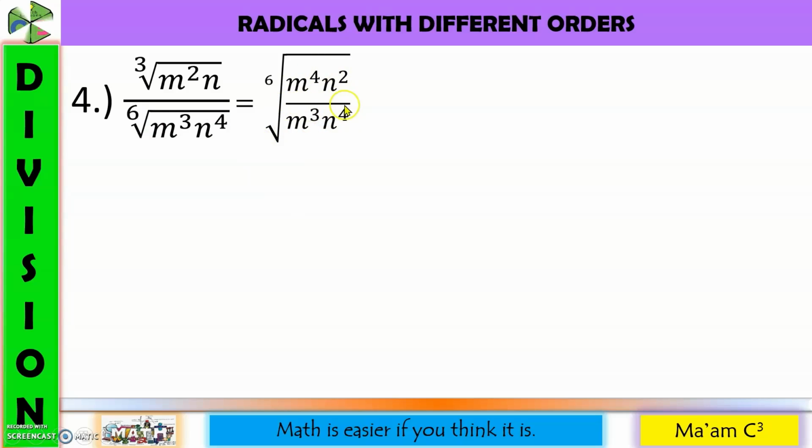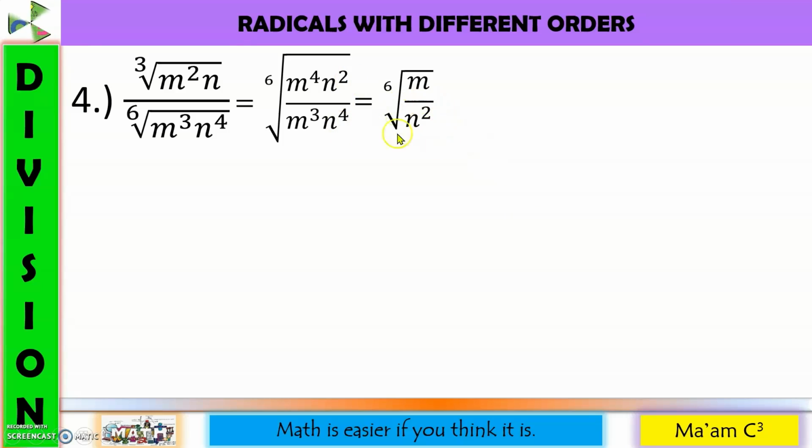Since this is division, I will subtract the exponents. So, for m, 4 minus 3 is 1, so there is 1 m left in the numerator. For n, since the exponent of the denominator is greater than the numerator, 4 minus 2 is 2. There are 2 n's left in the denominator.